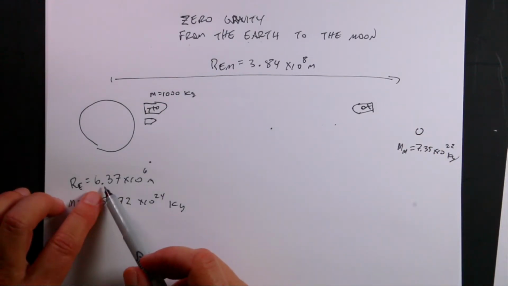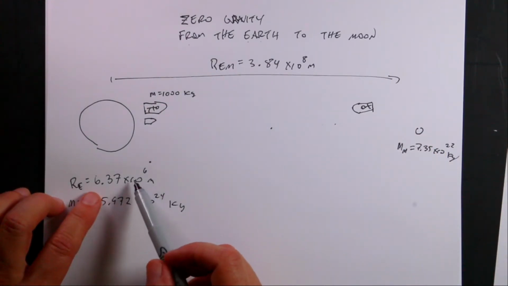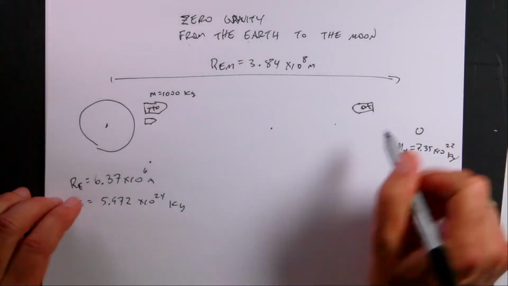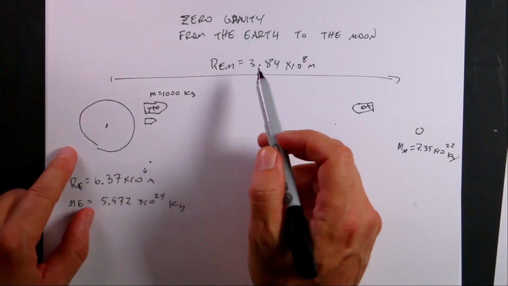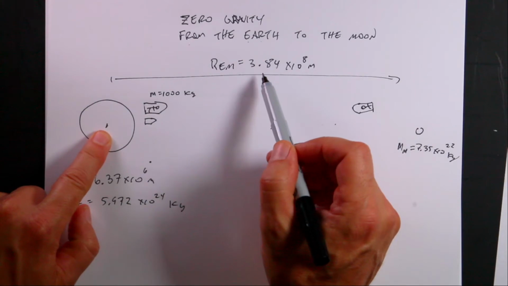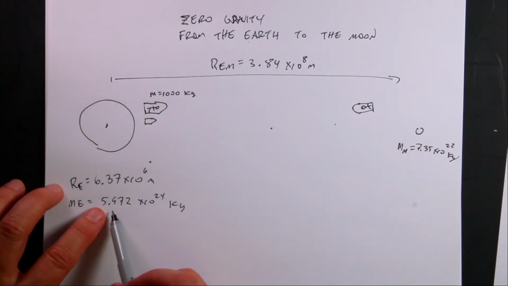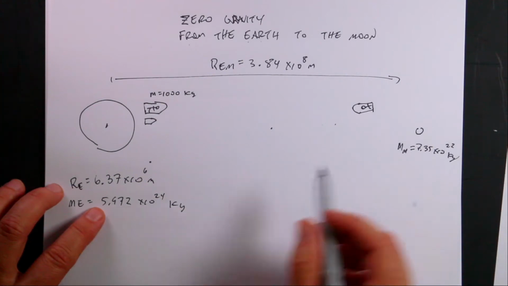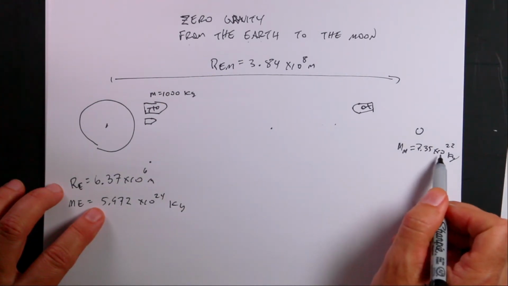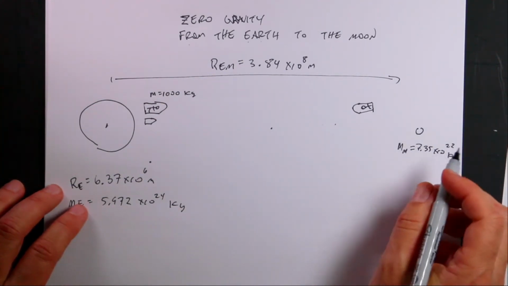So I know the radius of the Earth. I wrote that down. Don't even need it actually, because this is their center to center distance. The center of the Earth to the center of the moon is 3.84 times 10 to the 8th meters. The mass of the Earth is 5.972 times 10 to the 24th. The mass of the moon is 7.35 times 10 to the 22nd.